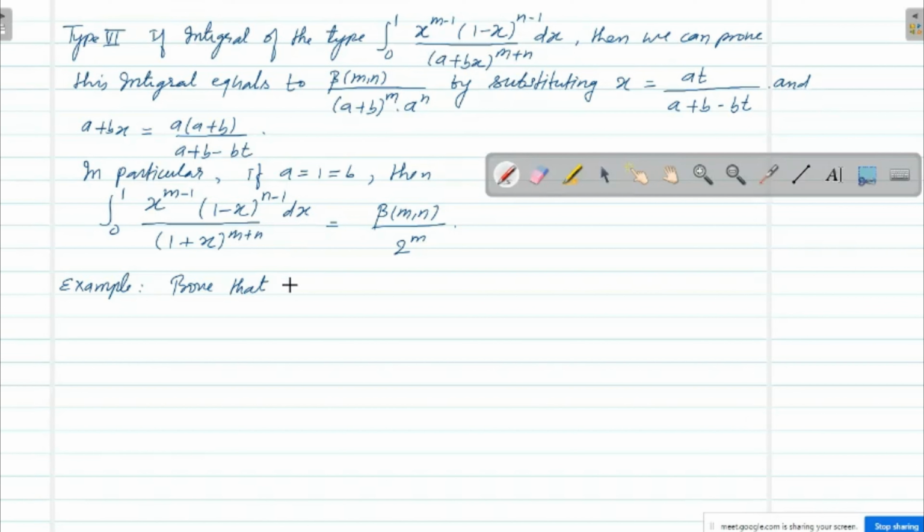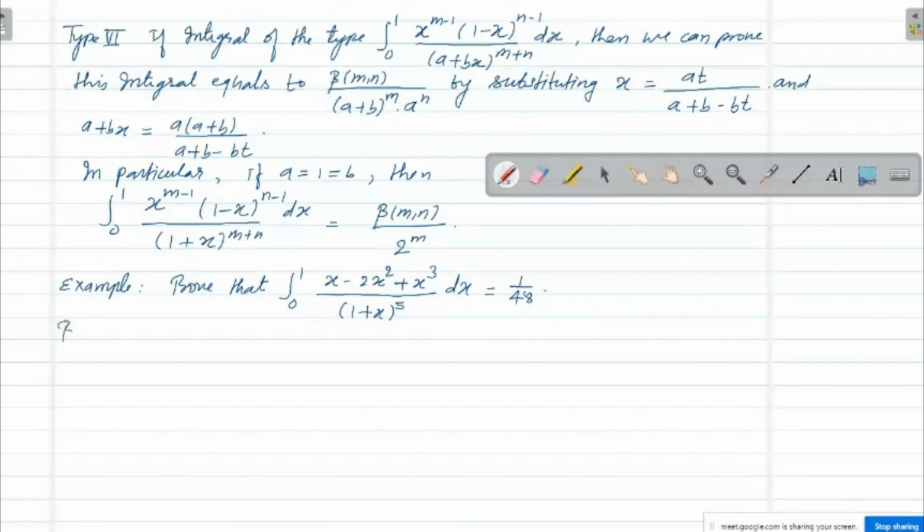Prove that the integral from 0 to 1 of (x - 2x² + x³) divided by (1 + x)⁵ dx equals 1/48. Let us see how.